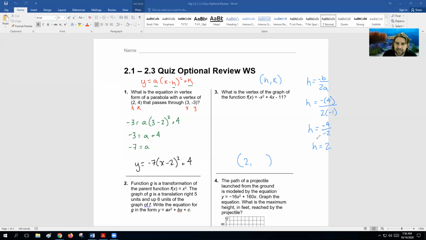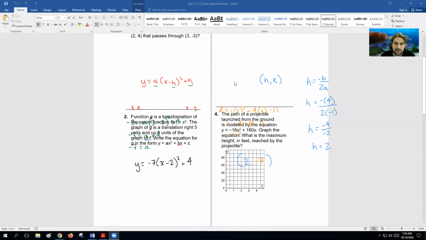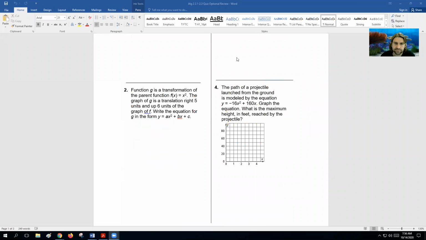And then to figure out what k is, we're going to take that number and plug it back into the original function. So k equals negative 2 squared plus 4 times 2 minus 11. 2 squared is 4, so times a negative, that'd be negative 4. 4 times 2 is 8, so plus 8 minus 11. So negative 4 plus 8 is 4, and 4 minus 11 is negative 7. There we go. So the vertex is (2, negative 7). Probably could have easily figured that out by typing that equation into Desmos and just finding the min or the max. All right, let's do the next problem here.